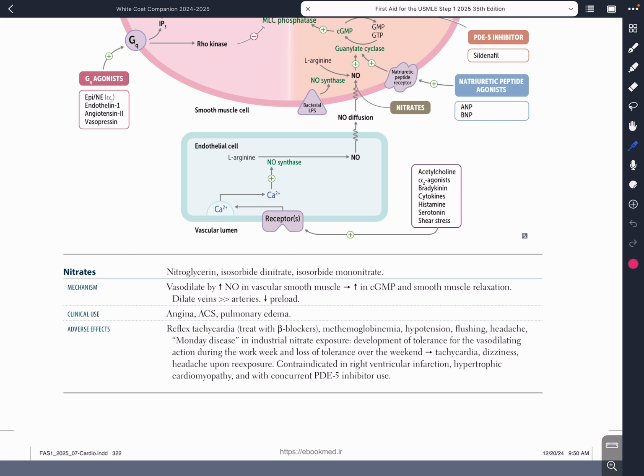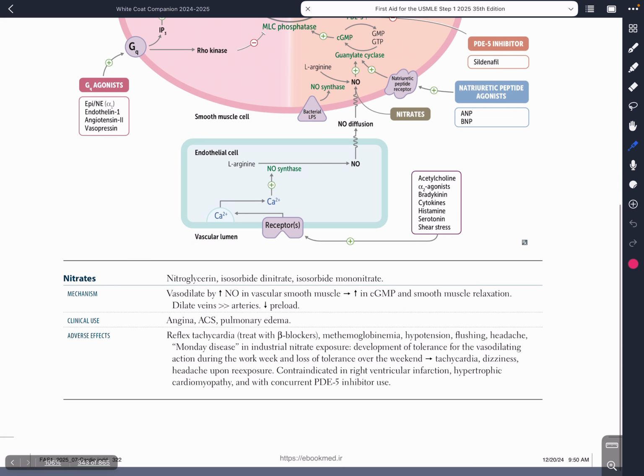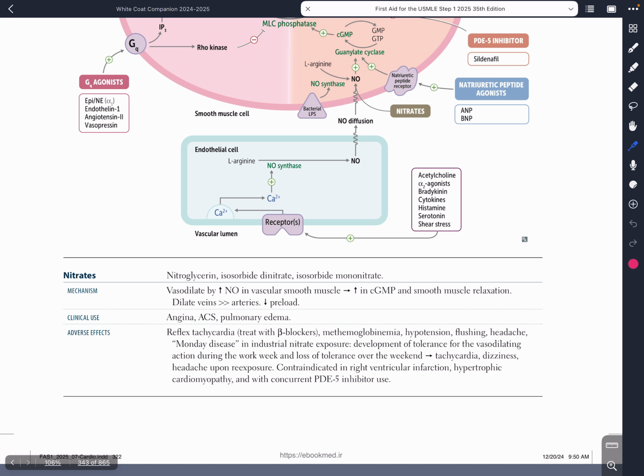What is contraindicated while you are on nitrates? If somebody is on nitrates, you cannot give them, at any point, a phosphodiesterase 5 inhibitor. Phosphodiesterase 5 inhibitors also vasodilate. Nitrates also vasodilate. Also, nitrates are contraindicated in right ventricular infarction, right side MI.